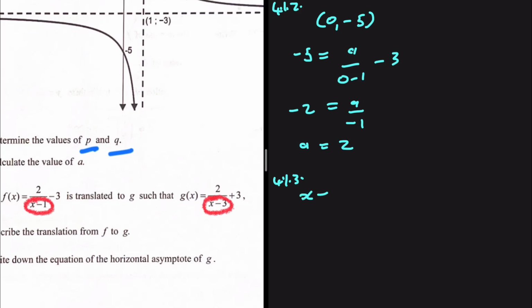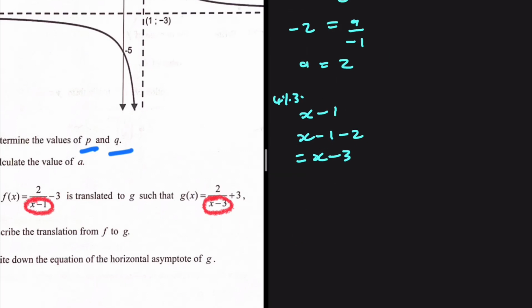We had x minus 1. On g of x, we have x minus 1 minus 2, which is just x minus 3. So we have moved 2 units to the right. We can go ahead and write it down as moving 2 units to the right.